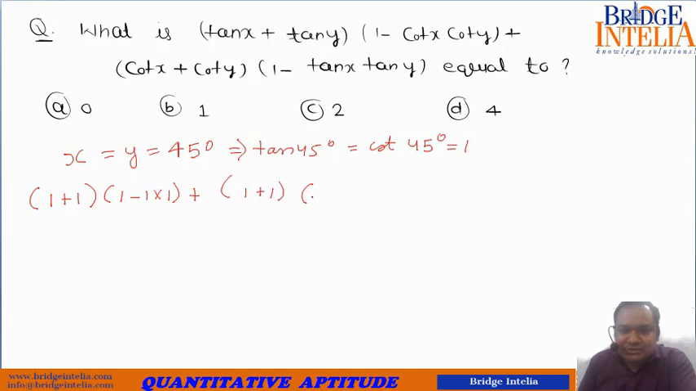Again the same story, 1 minus 1 into 1. So 1 plus 1 is what? 2. So this is 2 into 1 minus 1, 0. So 2 into 0 plus 2 into 0. You can see the answer comes out to be 0. So this is the best way to do it.